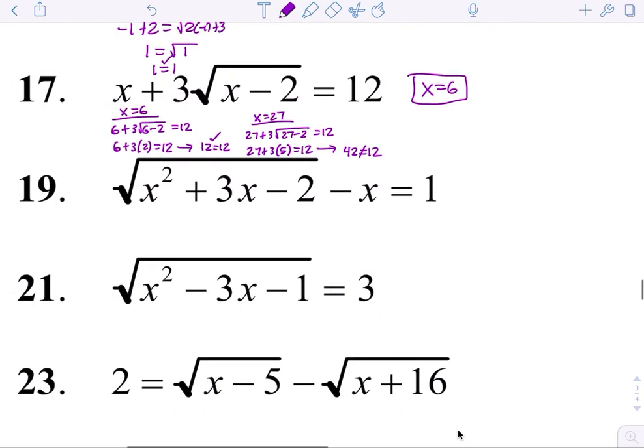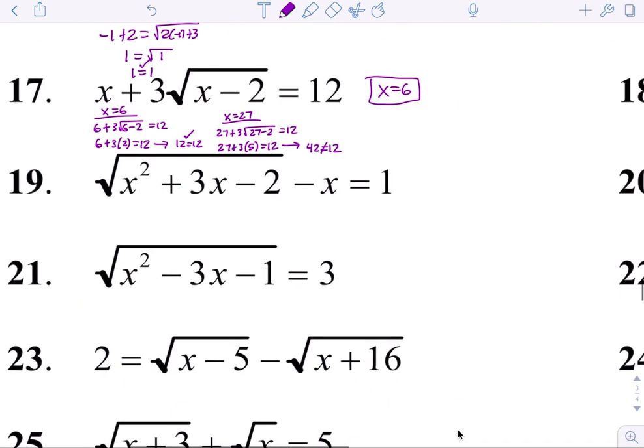Alright, 19. We got square root of x squared plus 3x minus 2 minus x equals 1. Let's add x to both sides. Radical x squared plus 3x minus 2 is equal to x plus 1. Going to take both sides to the second power.